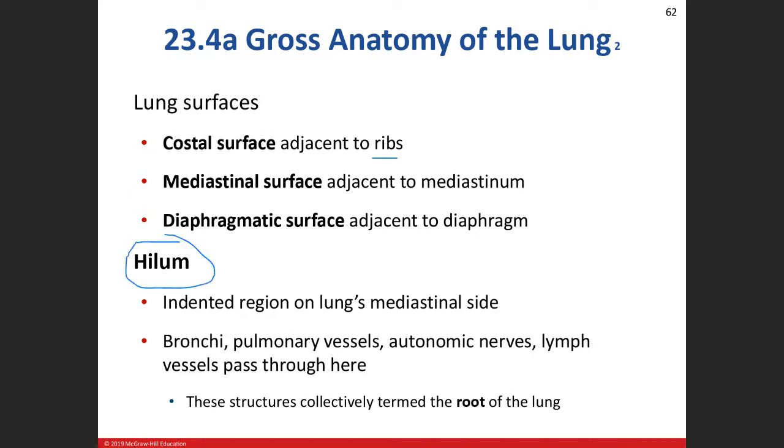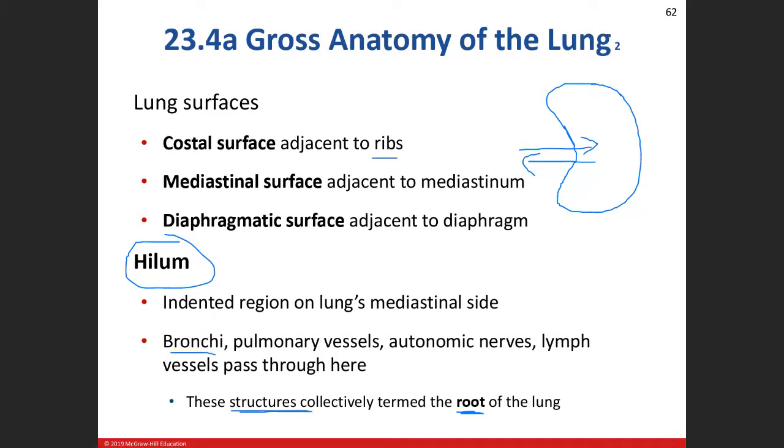Now this term should be very familiar to you. Hilum. Like we saw that with the spleen, we saw that with a lymph node. That's like an indentation into whatever structure we're talking about, where a lot of stuff is going in and some stuff is coming out. Anatomically, when we're looking at it from a gross anatomy aspect, we also refer to that as the root when it includes all of the structures going in and out.